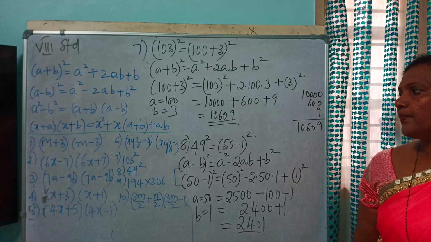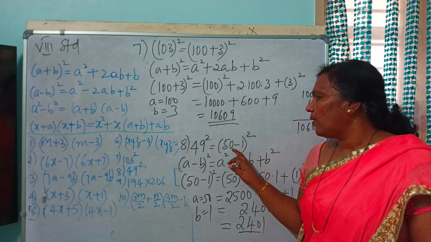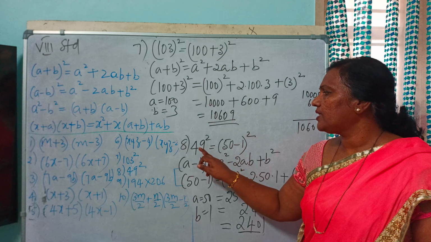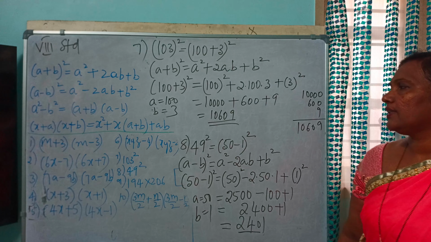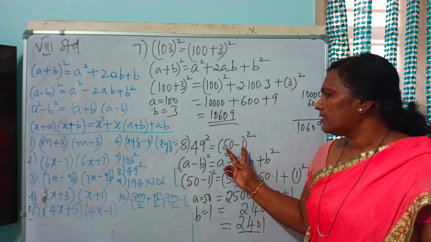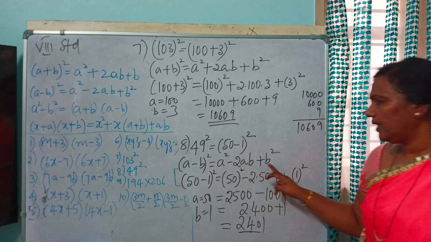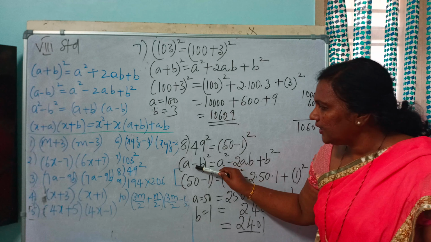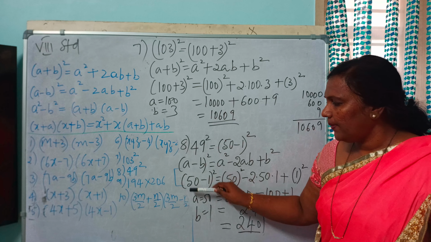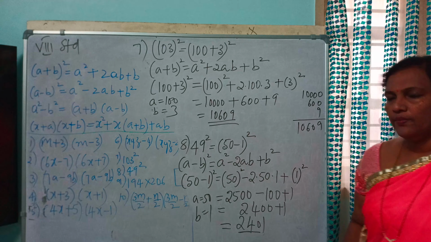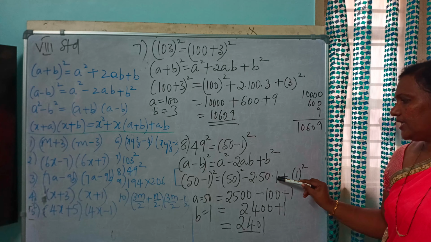Find the product. See, 49 whole square. This can be written in the form of 50 minus 1. 50 minus 1, it is nothing but 49. So, it is whole square. This identity is A minus B whole square. So, I wrote the identity. Below the identity, I have to write the problem. I wrote the problem. I will compare A 50, B is 1. I just substitute. A means 50, B means it is 1.